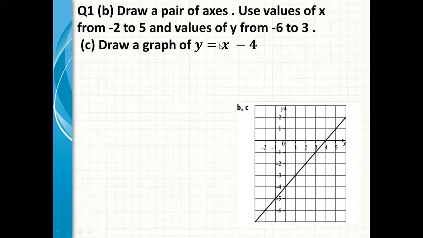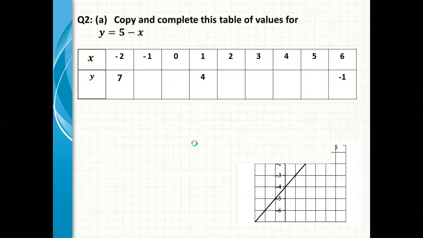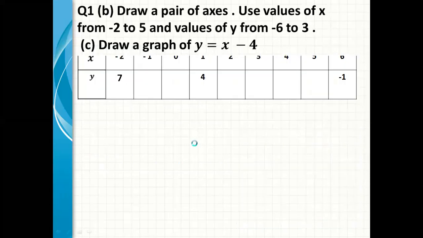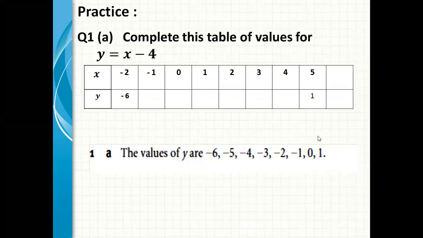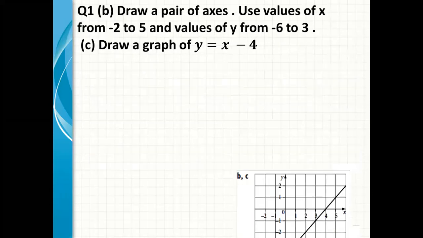Now in part B, after doing the values, here are the values that we got in the end. These are the values for y: negative 6, negative 5, negative 4, negative 3. When you fill the table with them, you can easily graph your equation by using the coordinate grid.